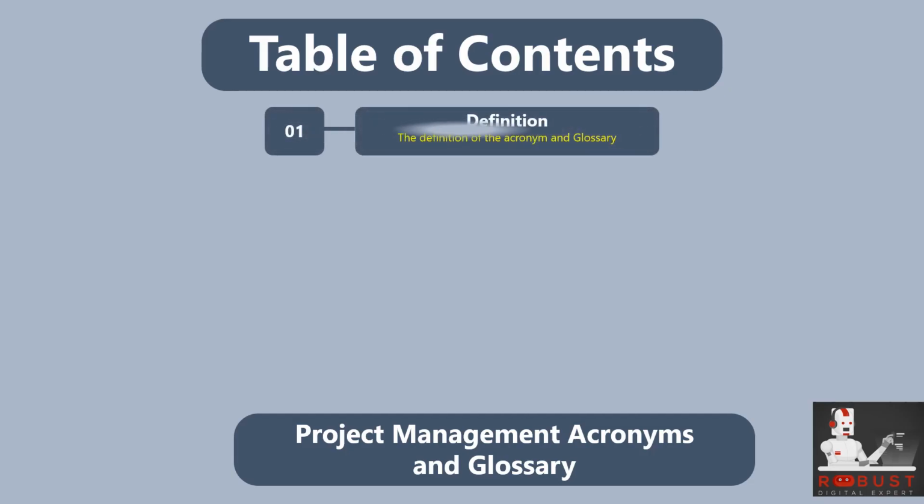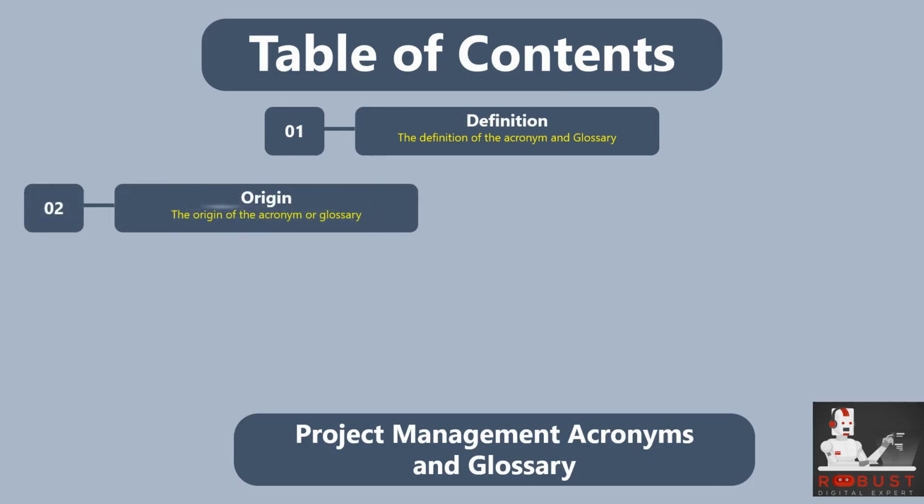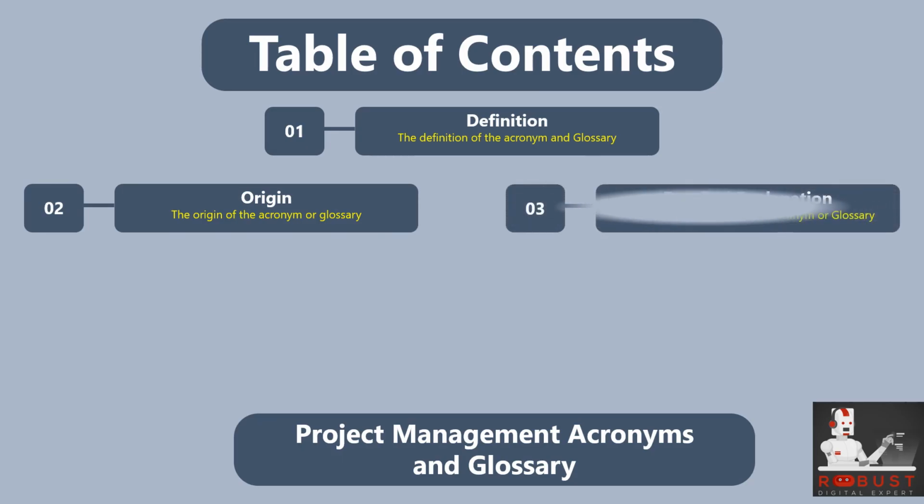Table of contents. Definition. We start by providing a clear and concise definition of the acronym or glossary term, highlighting its significance in the field. Origin. We discuss the origin or source of the acronym or glossary term, providing relevant background information or historical context to help you understand how it emerged.